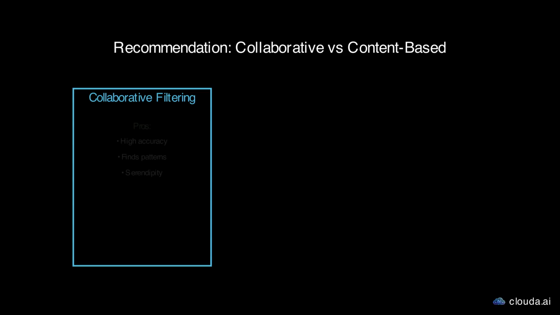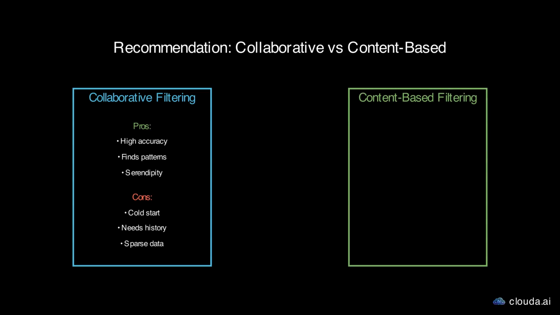The first major trade-off is collaborative filtering versus content-based filtering. Collaborative filtering looks at what similar users watched and achieves high accuracy by finding hidden patterns. It can recommend surprising content you didn't know you'd like. However, it suffers from the cold start problem. New users with no history get poor recommendations. It also needs massive amounts of user data to work well.